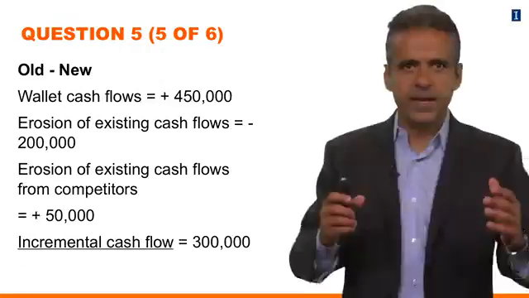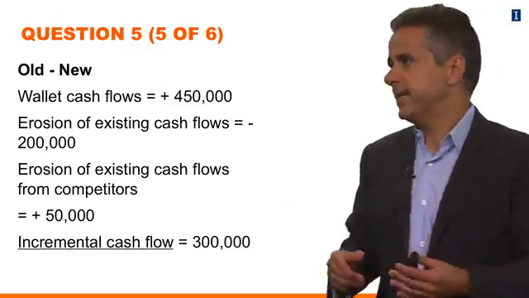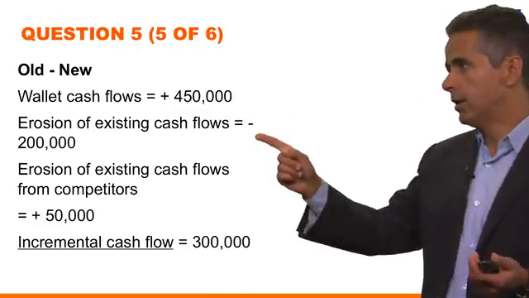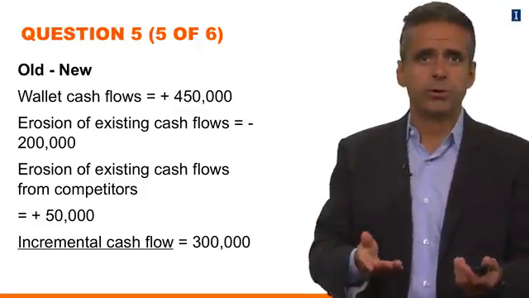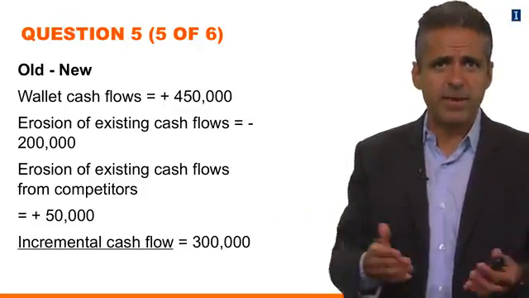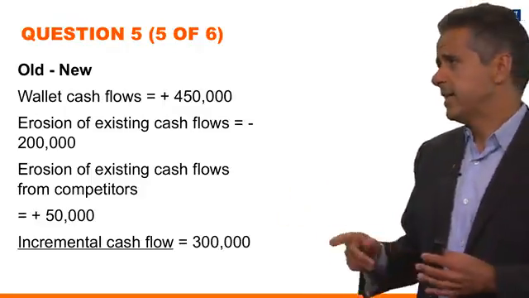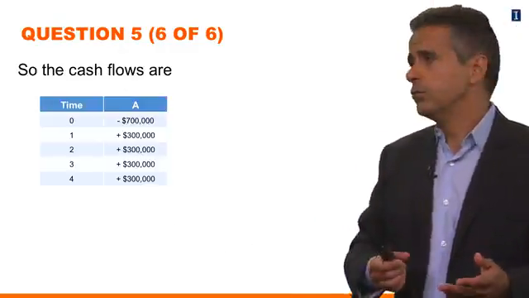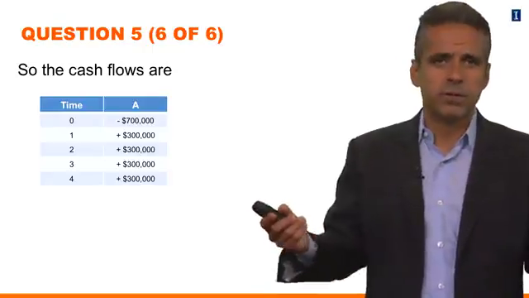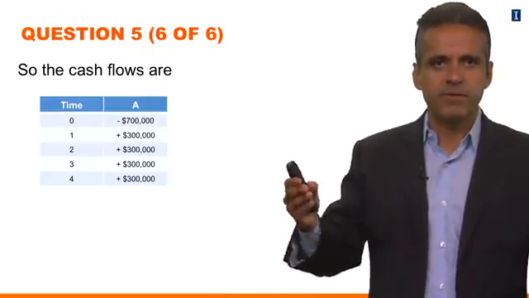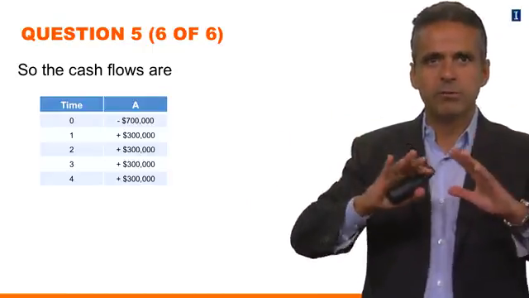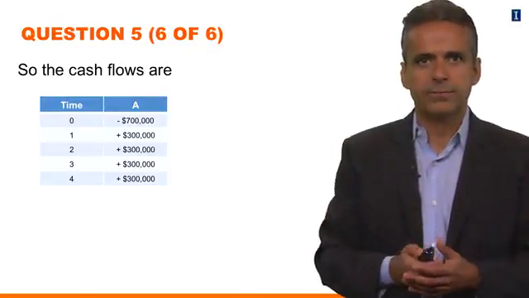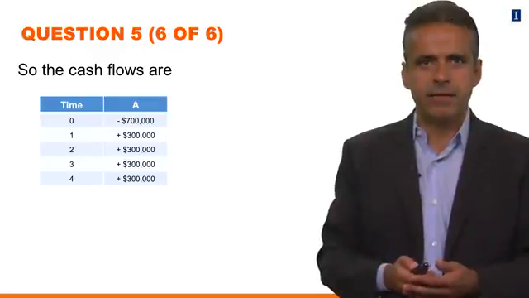After you do all that, you will quickly see that the incremental cash flow is 300. So you erode 200, but you reduce erosion from your competitors by 50. So the bottom line is that the total incremental cash flow for the wallet project is 300. So those are the cash flows that you would discount. This question doesn't ask you to compute NPV because the idea was to allow you to spend the time thinking about how to build the cash flows. So that's the right answer right there.